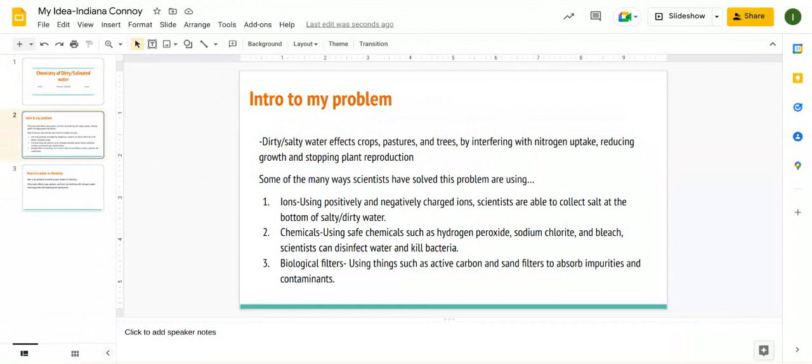Two, chemicals. Chemicals like hydrogen peroxide, sodium chloride, and bleach in small doses can disinfect water and kill bacteria.